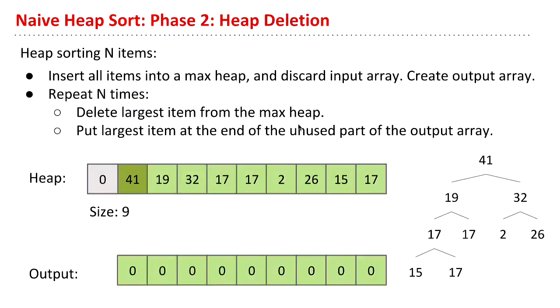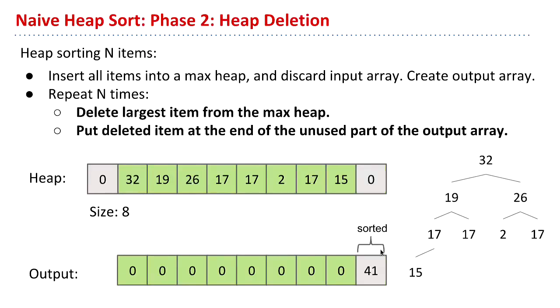All right. So the next step is, great, we got a heap. Now I want to produce an output. This is my output array. It's initially all zeros. When I remove 41, where should I put it? At the end of my array. Great, there it is. So that 41 is sorted.